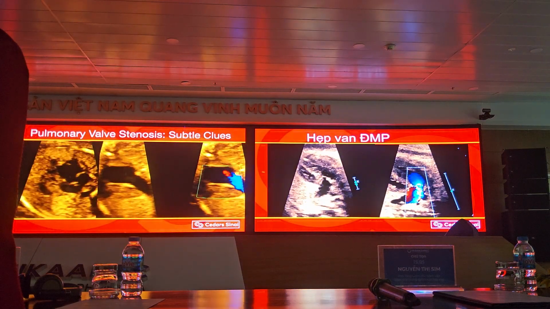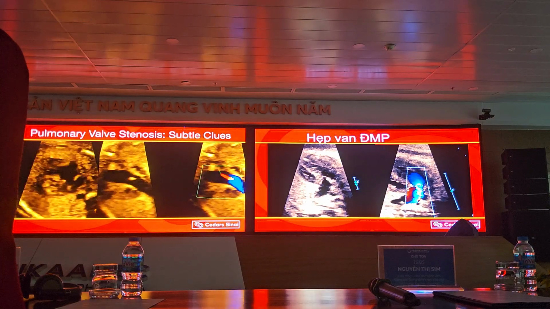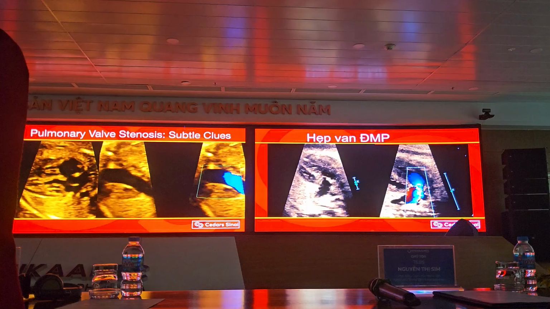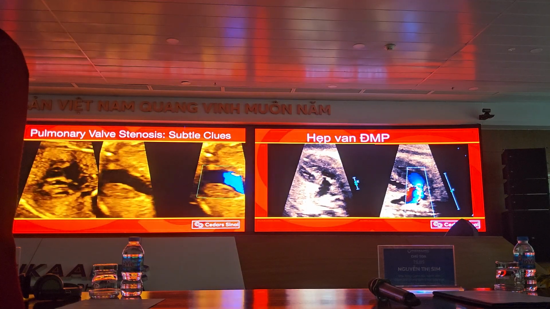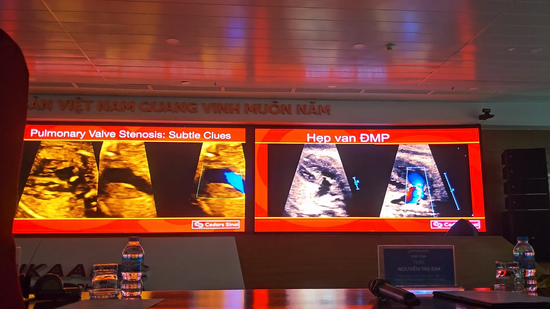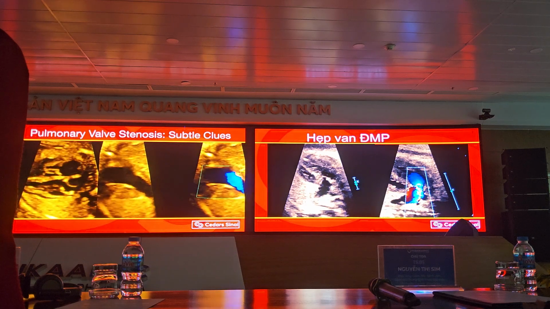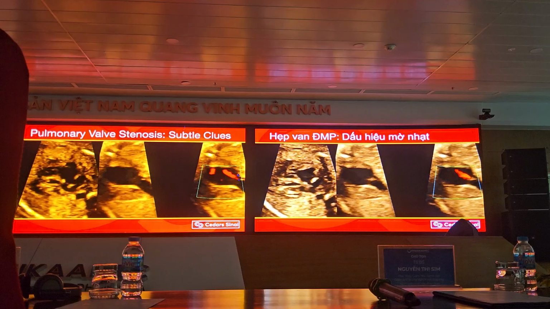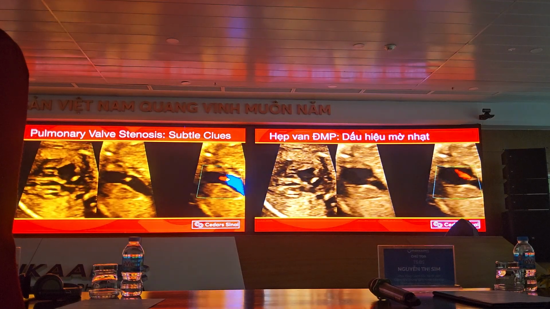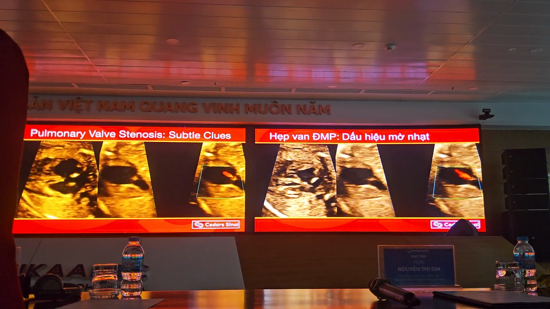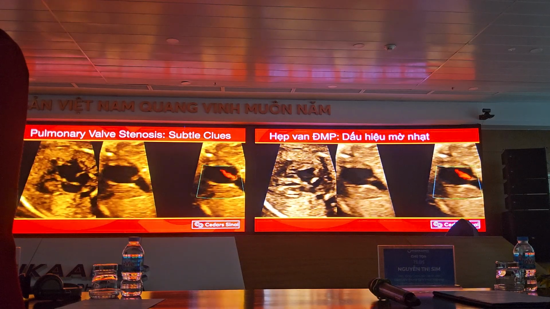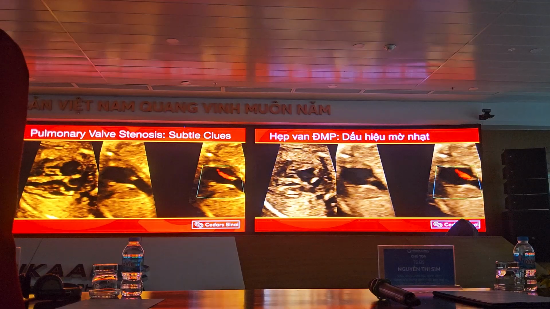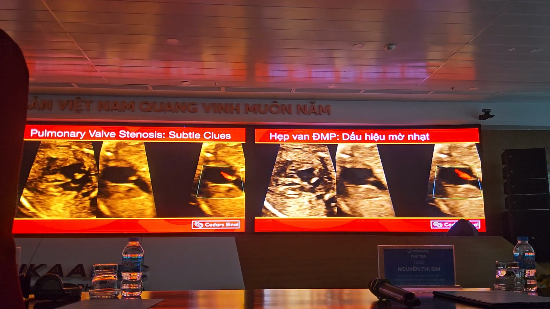Here's a clue to pulmonary valve stenosis: oftentimes there will be pulmonary regurgitation first. The valve may look normal, but the valve leaks, and then gradually the valve becomes thickened as well. So always put color on, look for pulmonary regurgitation, look for aortic regurgitation. Of course, a little bit of tricuspid regurgitation is normal, but that's the only valve that you should see any valve regurgitation in utero. Sometimes you'll see a trivial amount of pulmonary regurgitation in valves that end up being normal.